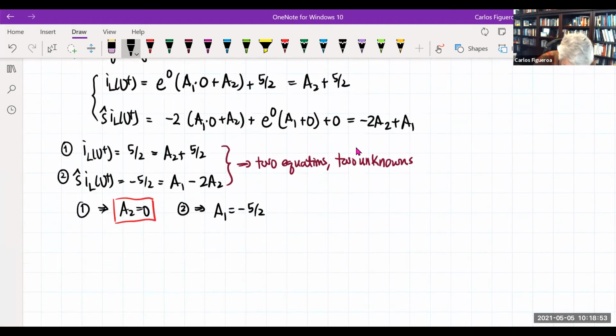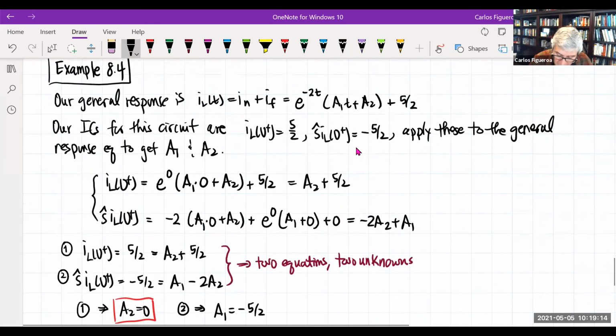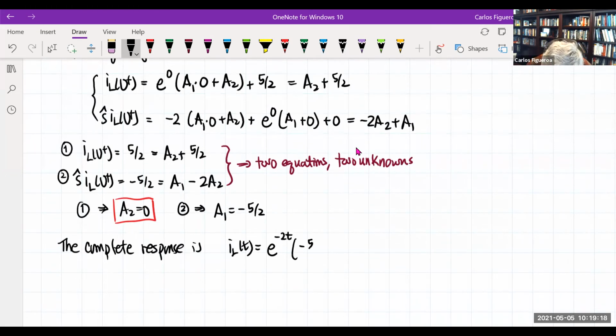This tells us then that the complete response now is going to look something like this. I have IL of t. We know that it's e to the minus 2t, right? A1 is then going to be minus 5/2 times t, and then A2 is 0, and then I get this 5/2 right here.